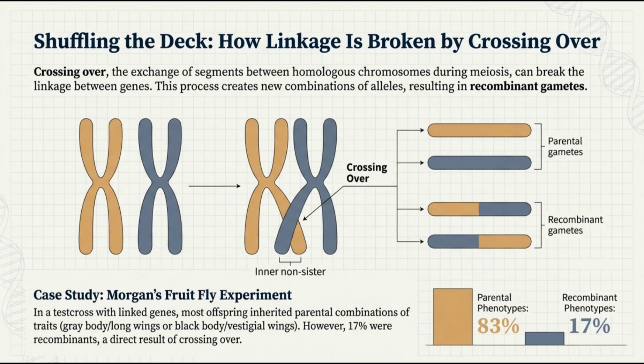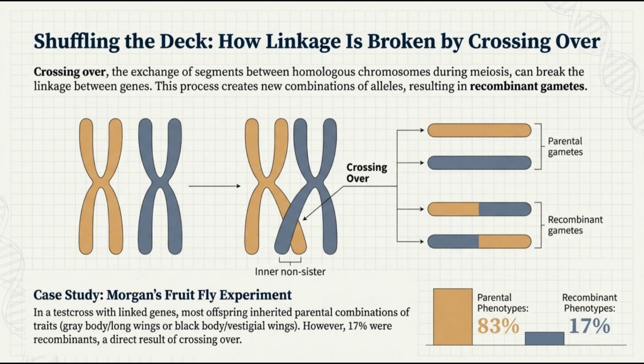Exactly. And that physical exchange is what creates new combinations of alleles, resulting in those recombinant gametes that Bateson and Punnett couldn't explain. Thomas Hunt Morgan showed this beautifully in his fruit fly experiments. He was tracking linked genes for body color and wing shape. What did the recombination tell him? Well, he found that most of the offspring, about 83%, inherited the parental combinations. That proved the genes were linked. But crucially, 17% were recombinants.